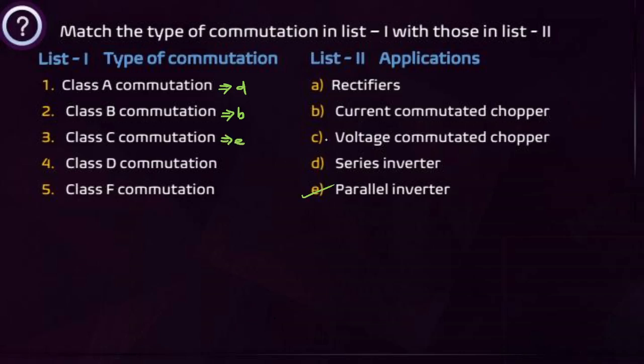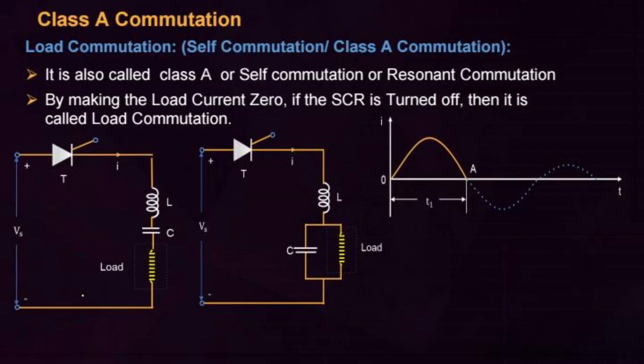Class D commutation, students: voltage commutated chopper. C is the matching. Class F commutation is natural commutation, which we are using in the rectifiers. Like this we have to match the question. This is a matching question. Now we'll see in detail about each commutation method.